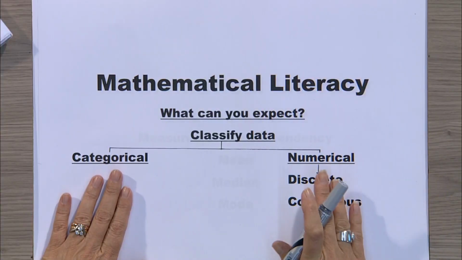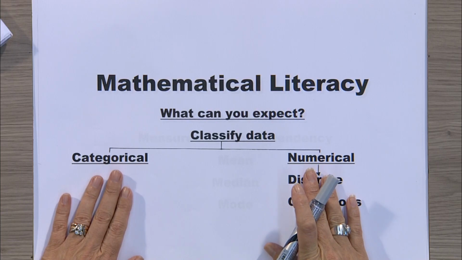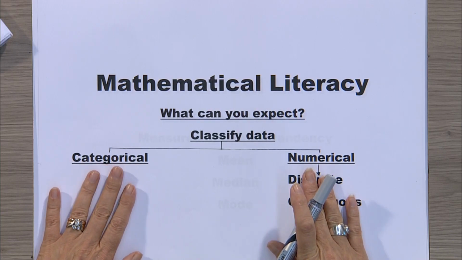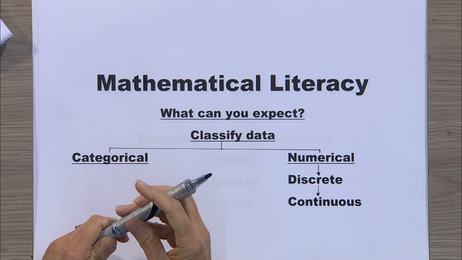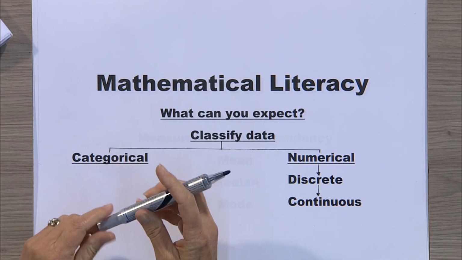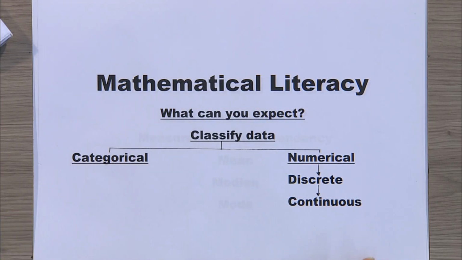Every year in the matric exam paper, they have some question regarding this. They will give you a set of data and say, classify the following data. We classify the data into two groups: categorical data and numerical data. For you to answer these questions, you need to know the difference between categorical and numerical.